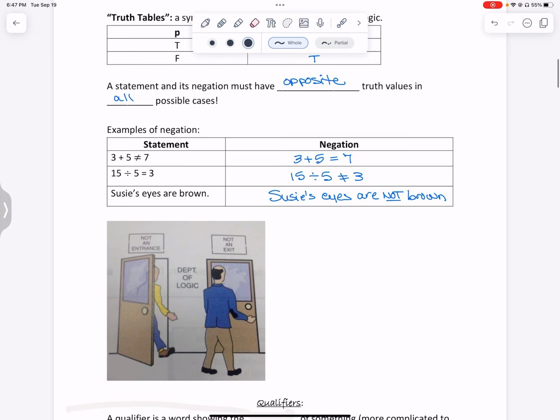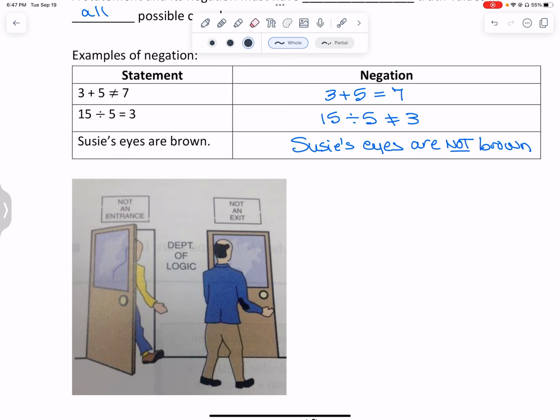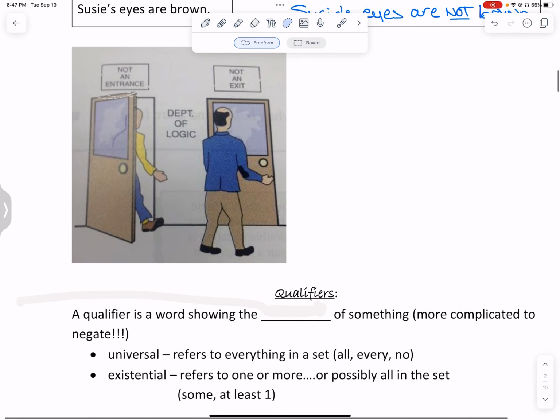I sort of like this. These are the labels for a door. So the entrance, not an exit. The exit, not an entrance. Thought that was pretty funny.